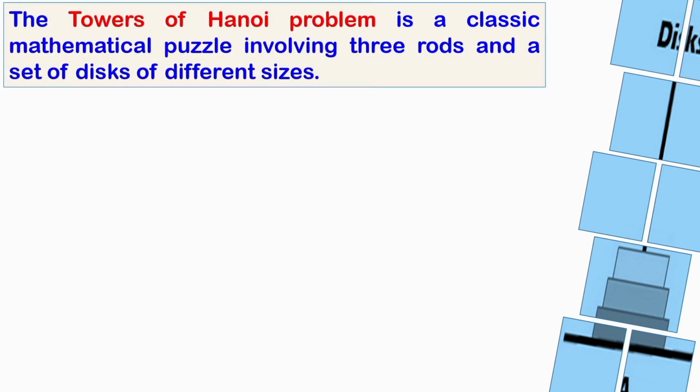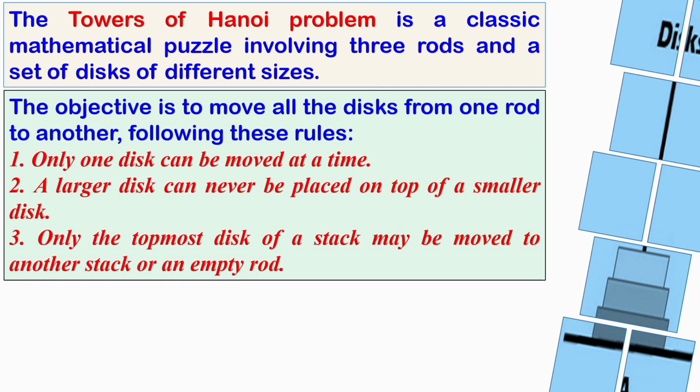The Towers of Hanoi problem is a classic mathematical puzzle involving three rods and a set of disks of different sizes. The objective is to move all the disks from one rod to another following these rules. Only one disk can be moved at a time. A larger disk can never be placed on top of a smaller disk. Only the topmost disk of a stack may be moved to another stack or an empty rod.